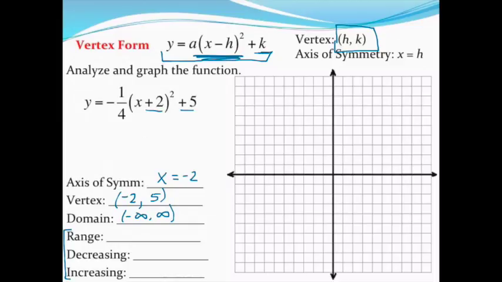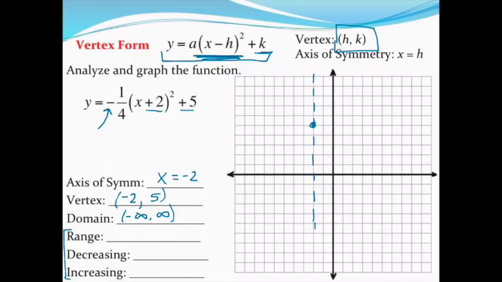So -2 and then 1, 2, 3, 4, 5. My vertex will be right there. I can draw on the axis of symmetry if I want to. That may help me find some other coordinates because I can use symmetry to do that. I'm also noticing that this graph opens downward because I have a -a value.